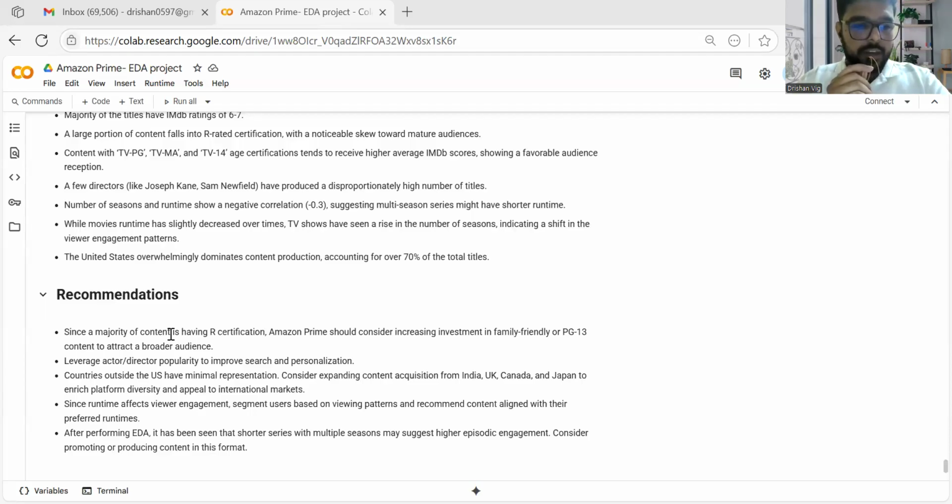Actor and director popularity to improve search and personalization. As you can see in the visualization, actors are leading as compared to directors. Amazon Prime should focus on directors as well rather than only actors.